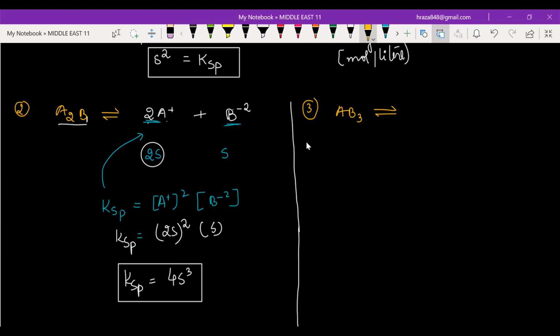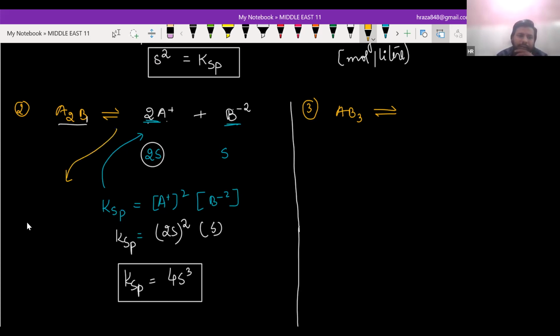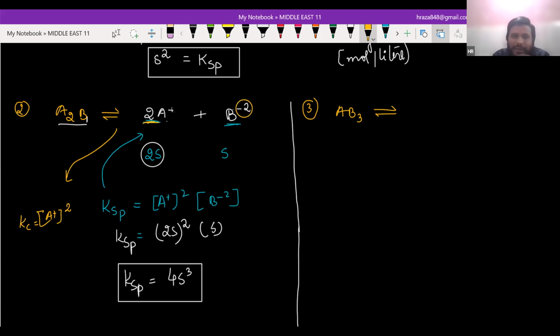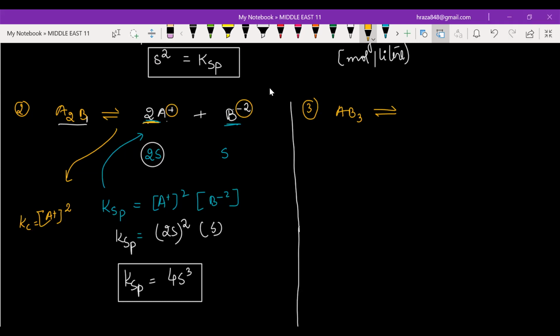Hello sir. Yes, done. Why is it A plus squared? B minus 2 should also be squared. No, if you are going to write Kc for this reaction, it will be A plus, whatever is the coefficient, it will be in power. This is not the power, this represents cation and anion. Okay?